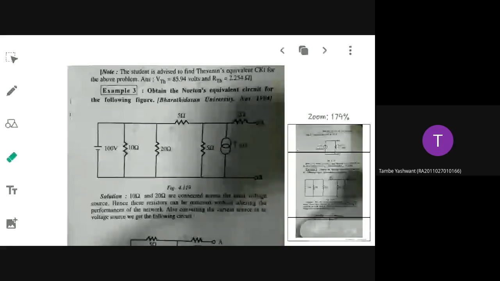Okay, one more simple problem we'll discuss. So let's discuss this problem. In this problem they have made one simple simplification that you need to know. So what is being asked in the problem? You are to obtain Norton's equivalent circuit for the following figure.